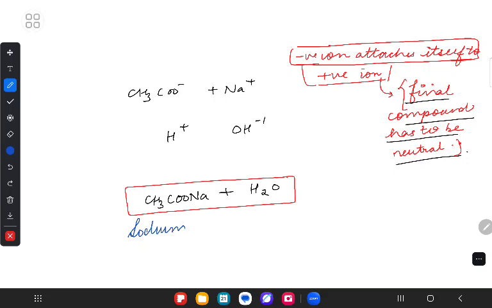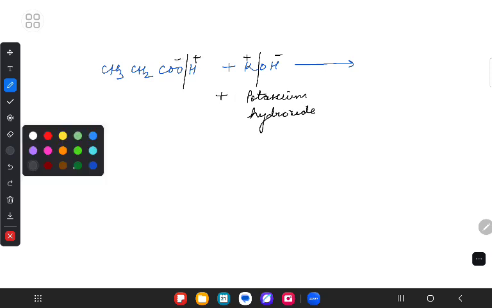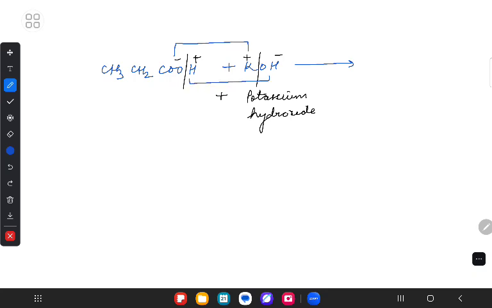So you have to understand one very important part: if I give you any carboxylic acid, let's say CH3CH2COOH, and I expect you to complete the reaction with KOH, how will you frame the reaction? You will break this down. KOH is potassium hydroxide, and here I'm going to break it down like this. So here negative goes with positive, and positive goes here with negative. So what do we do here?